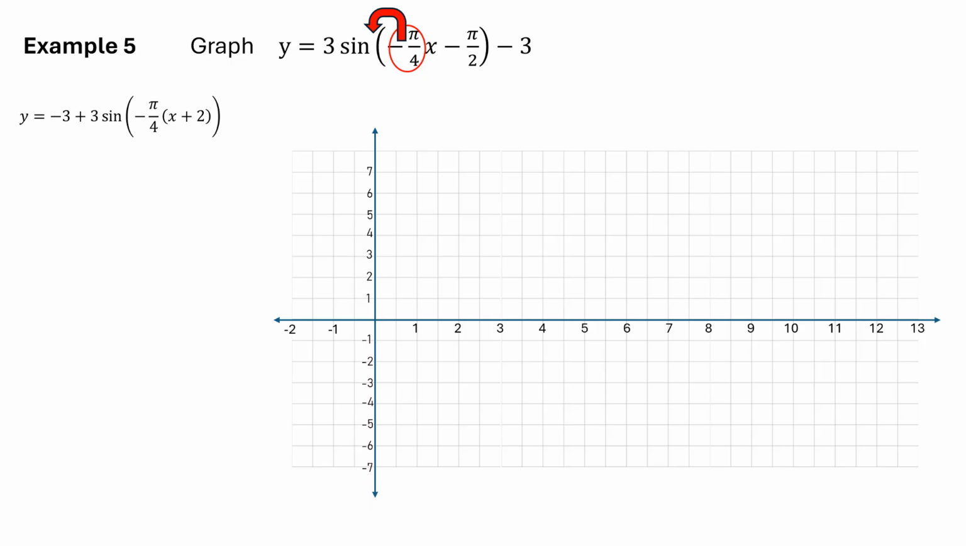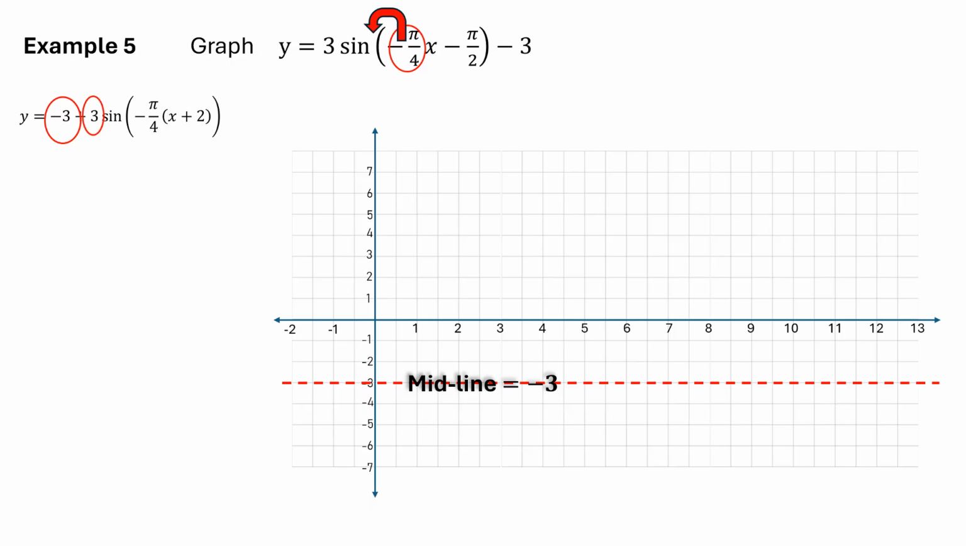So x has a coefficient of 1. And the next thing you're going to do is look at that -3. You're adding something to the function that's going to move the function vertically. It's going to move it down 3. So the midline, this time when you graph the sinusoid, is going to be at -3. That's going to be kind of like your new x-axis.